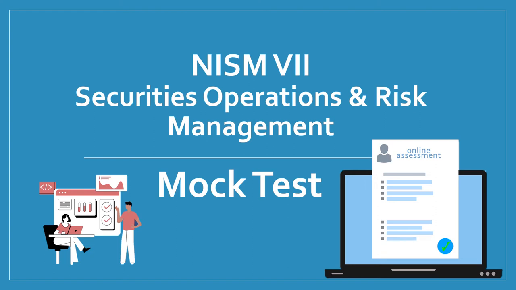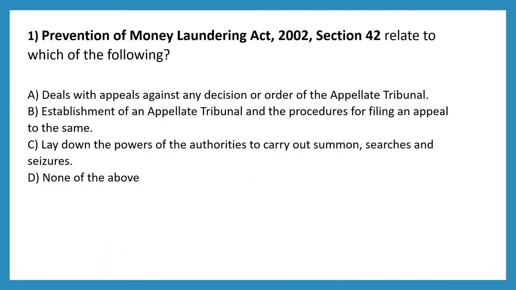NISM 7 Securities Operations and Risk Management Mock Test. First question, Prevention of Money Laundering Act 2002, Section 42 relates to which of the following? Option A, deals with appeals against initiation or order of the appellate tribunal. Option B, establishment of an appellate tribunal and the procedures for filing an appeal to the same. Option C, lays down the powers of the authorities to carry out the summons, searches and seizures. Option D, none of the above.